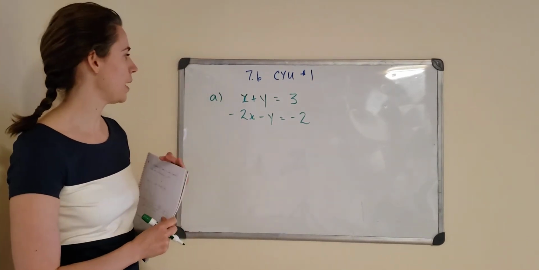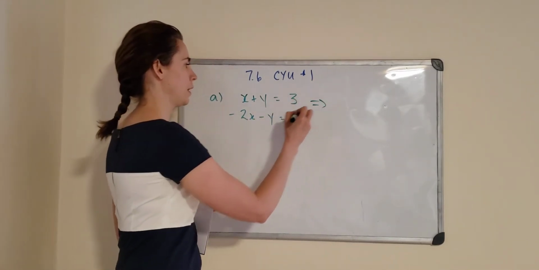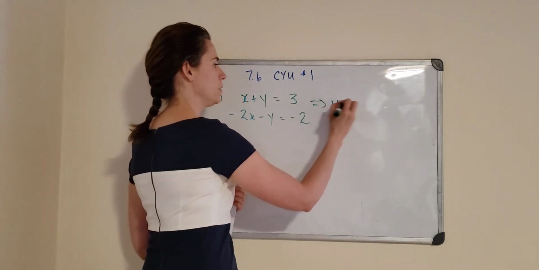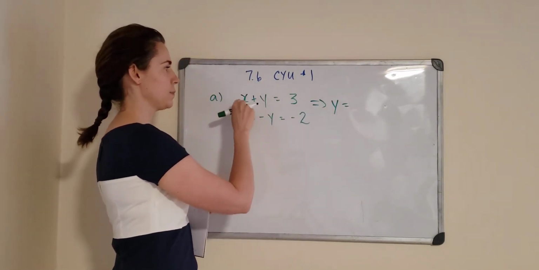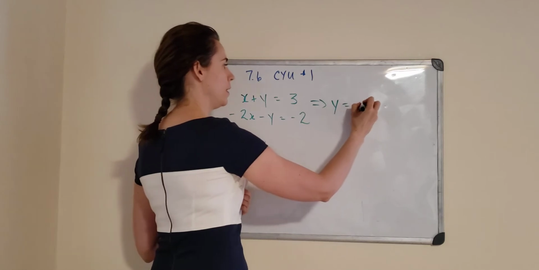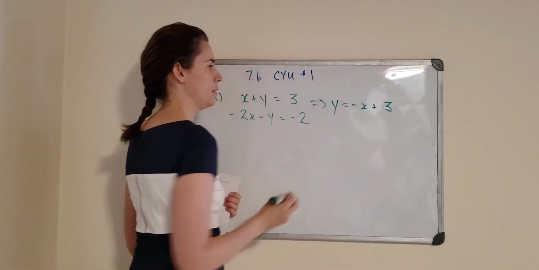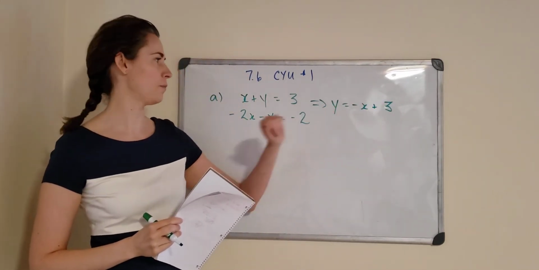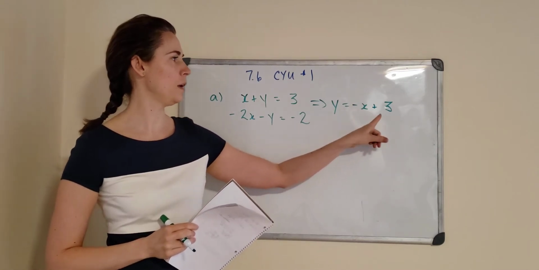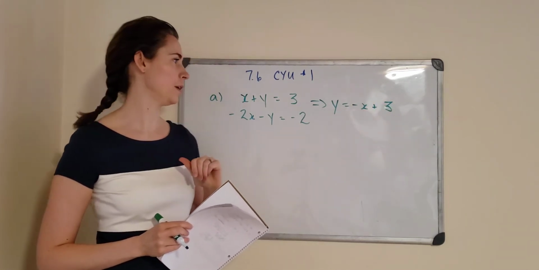Okay, so let's go ahead. This first one, I'm going to just do it over here. Y equals, I don't want this x here. It's positive on this side, it'll be negative on the other. Negative x plus 3. That was easy. Okay, so now we've got that in our slope-intercept form. We can see our slope is negative 1. Our y-intercept over here is 3.